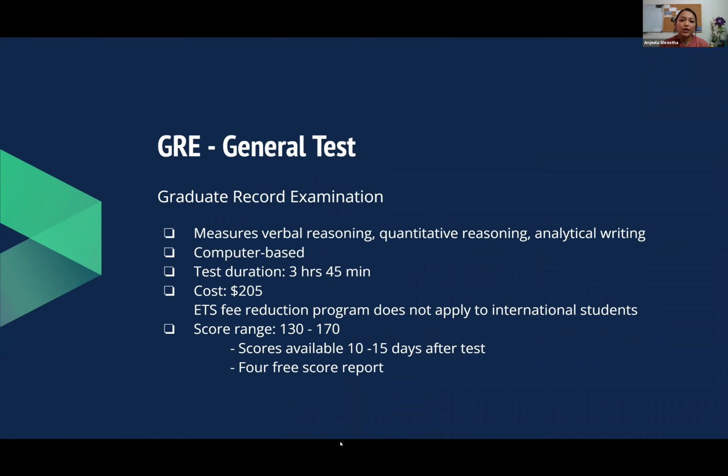Okay, so moving on to our first test, that is GRE general test. We have two different kinds of GRE test. One is general test and another is a subject specific test, which I'll cover after this. So in case of GRE general test, it is a computer-based test, and the time duration is 3 hours and 45 minutes. The GRE test measures your verbal reasoning, quantitative reasoning, analytical writing. So it has a lot of reading, writing, and then maths.